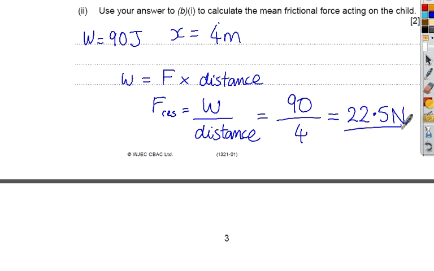Obviously, the force isn't constant because initially the friction is close to 0 as he speeds up going down the slide. Okay, so the friction is going to be near 0. Here, it's a maximum, but over the 4 meters, there's a mean force of 22.5 newtons acting on the child.